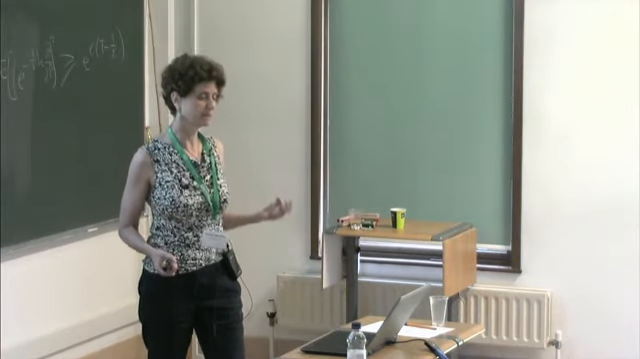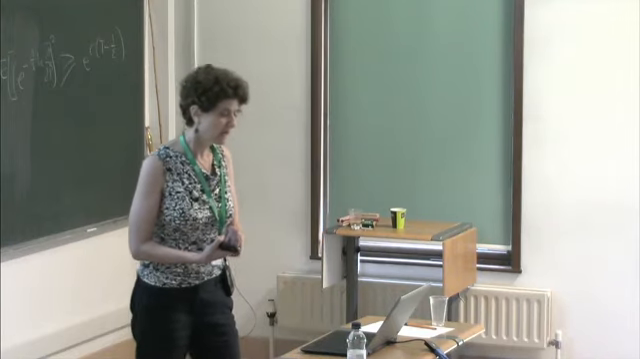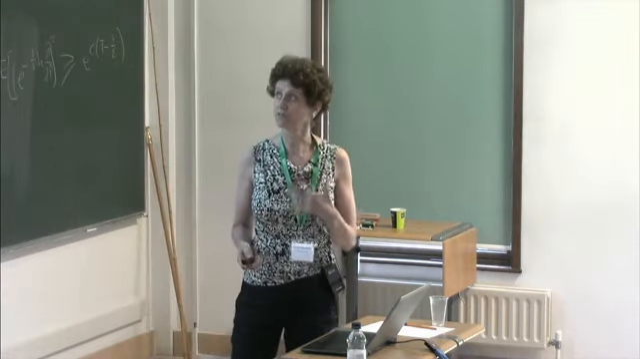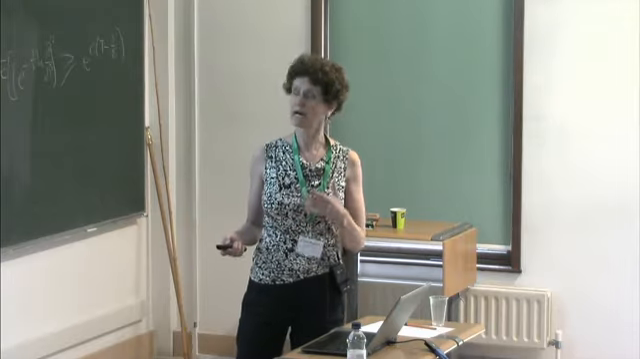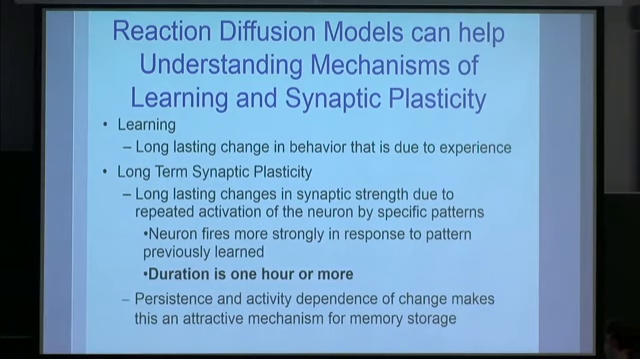Whereas long-term synaptic plasticity is really a long-lasting change in the strength of connections between brain cells, and it's due to repeated activation of the neuron by specific patterns. So after potentiation, the neuron will actually fire more strongly in response to its input. Now, the persistence, it lasts for an hour or more, and the fact that it's activity dependent and it's a change, so that sounds very much like learning. So the neuron is learning by changing its activity in response to some training paradigm.